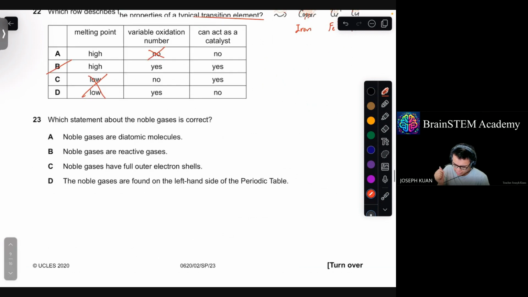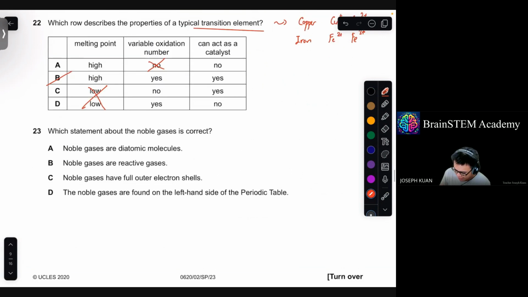Moving on to question 23. Which statement about the noble gases is correct? Noble gases are diatomic molecules. That is wrong. They are monoatomic gases, which means they occur as single atoms.